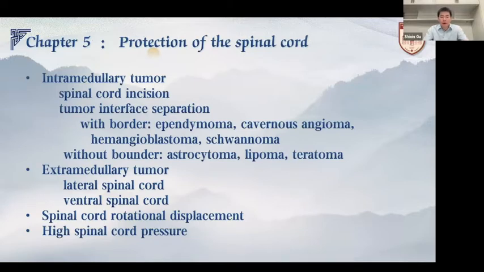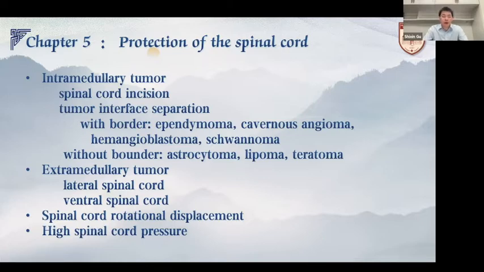Now, let's talk about the protection of the spinal cord during spinal cord tumor resection. Careful manipulation is especially important for intramedullary tumors. The first is the incision of the spinal cord. We require a strict incision in the posterior median sulcus. In some cases, such as cavernous angioma hemorrhage, the incision can also be made at the thinnest part of the spinal cord.